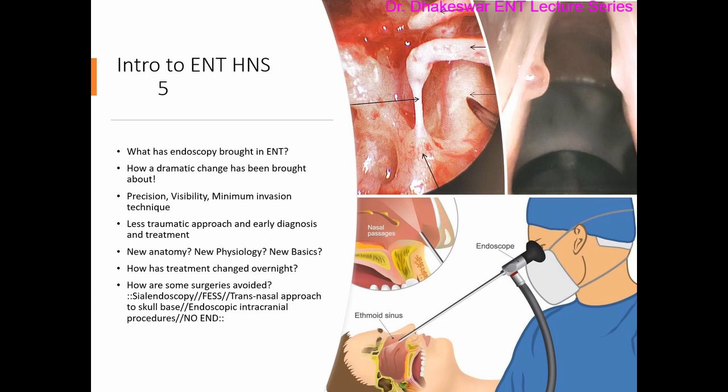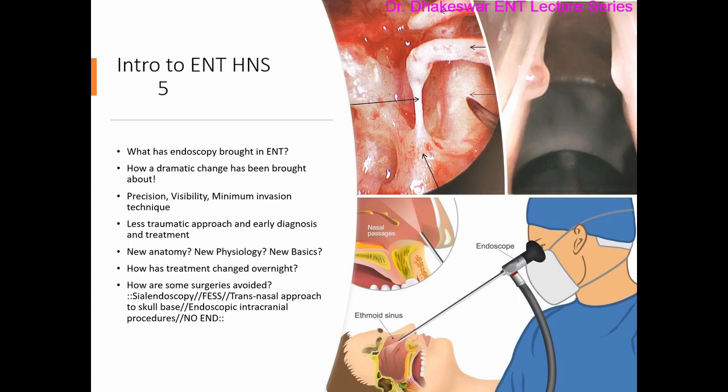Then about the nose. You see two openings in the nose, but the cavity inside the nose is huge, and there are a lot of sinuses and other cavities which you need to probe through the endoscope. And why has the endoscope brought such big changes? By the precision, the visibility, and minimally invasive techniques that can be done with it. It is a much less traumatic approach, and early diagnosis and treatment is achievable without much side effects.